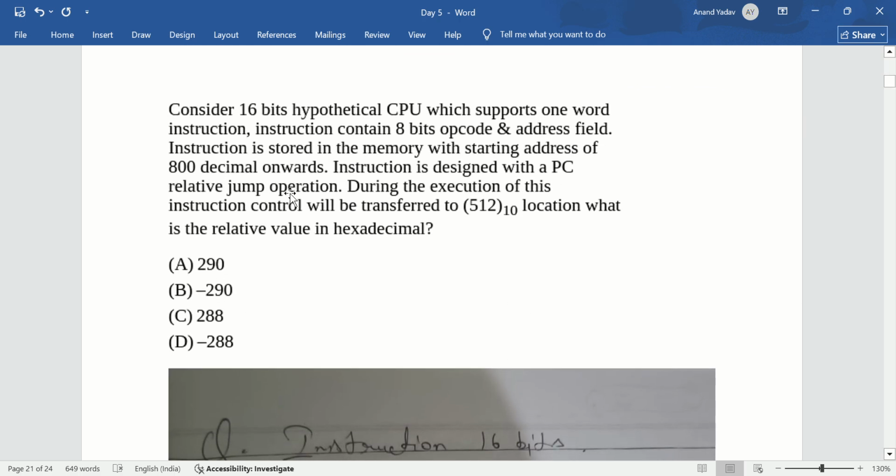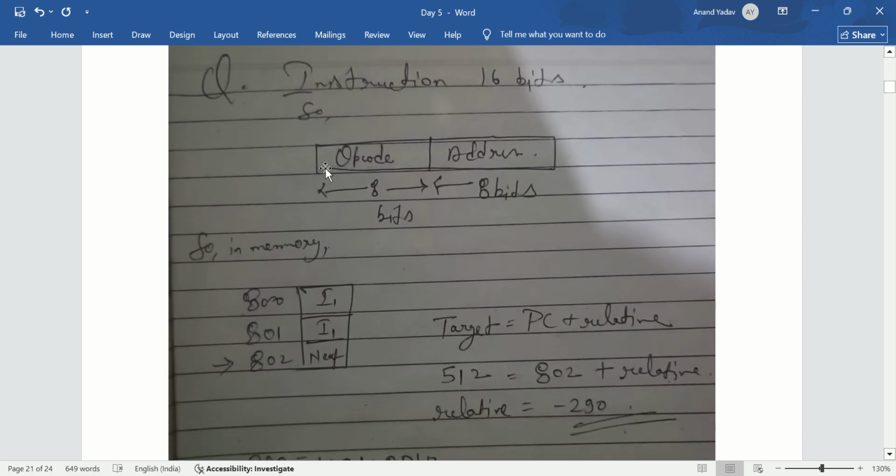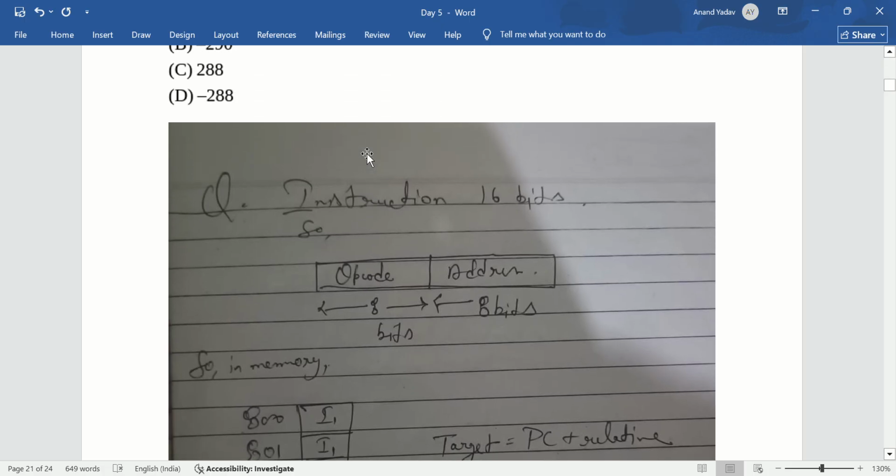Now next one: consider a 16-bit hypothetical CPU which supports one word instruction. The question basically says it contains 16-bit instructions, in which 8 bits are opcode and 8 bits are address field. The instruction is stored in the memory with starting address 800 decimal. I solve it in this way.